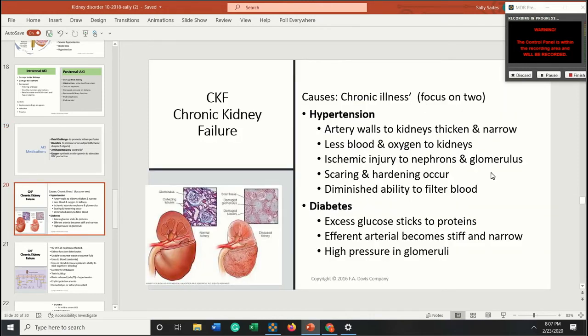So looking at chronic kidney disease or chronic kidney failure, so CKF, CKD, same thing. It's typically caused by a chronic illness. So think about that. Chronic kidney disease, chronic illness, acute kidney disease, acute illness, okay? So the two chronic illnesses that are most at fault here for chronic kidney failure are hypertension and diabetes.